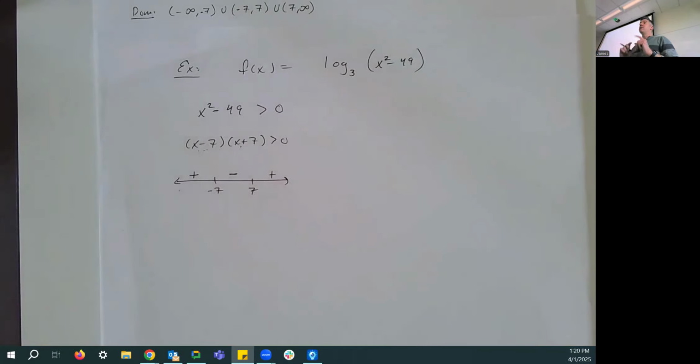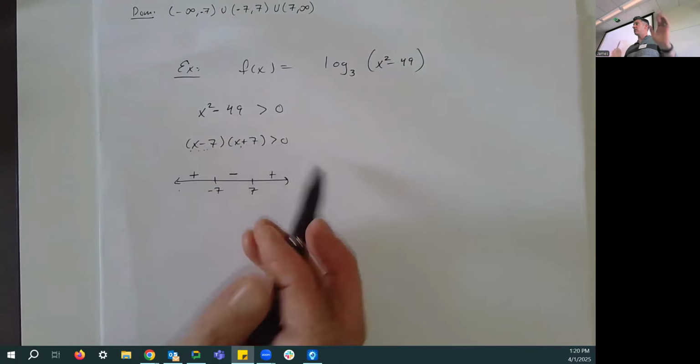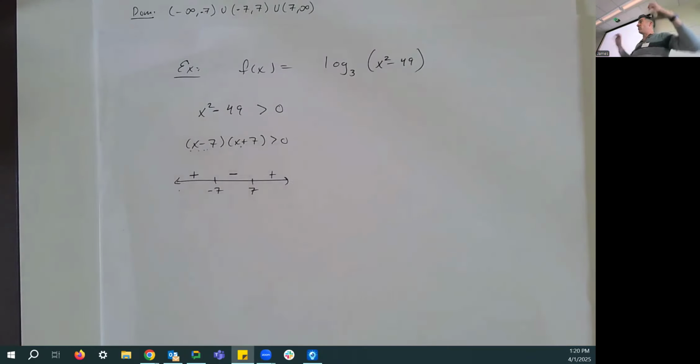We cannot do them separately. We can't think about this part bigger than 0 and this part bigger than 0 separately. We have to combine them together because we are multiplying their values together, which affects the sign of the result.